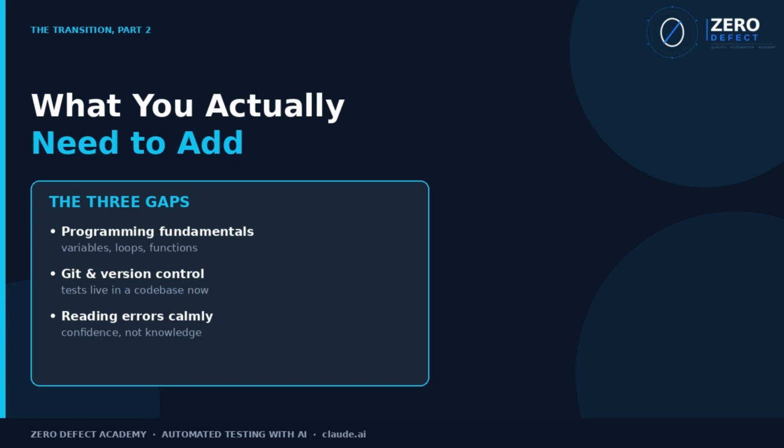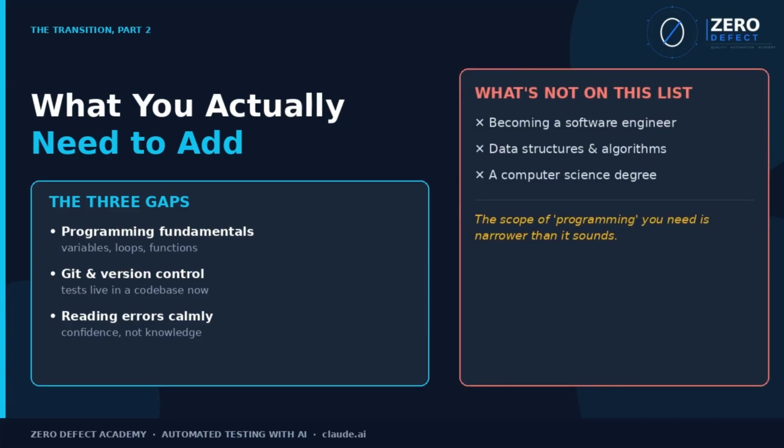Notice what's not on this list. You don't need to become a software engineer. You don't need to learn data structures and algorithms, and you don't need a formal computer science background. The scope of programming you actually need is narrower than it sounds from the outside.